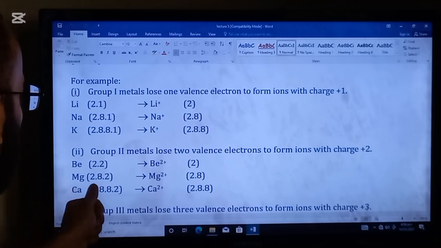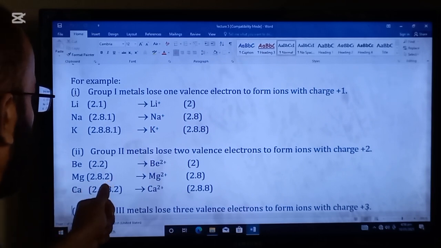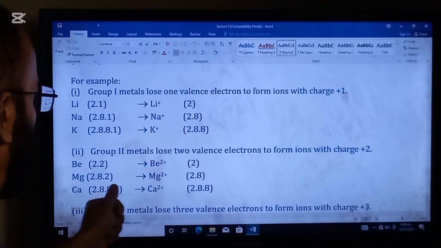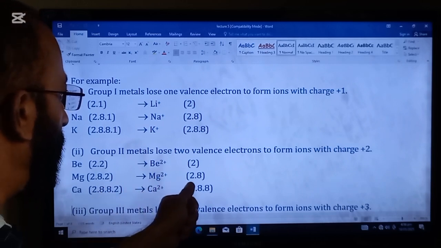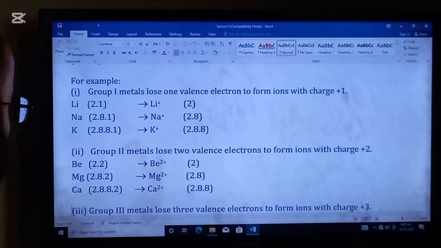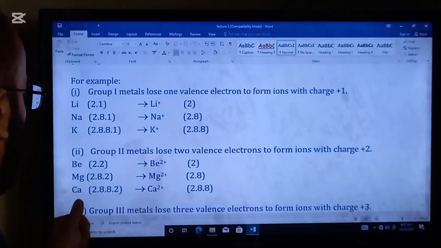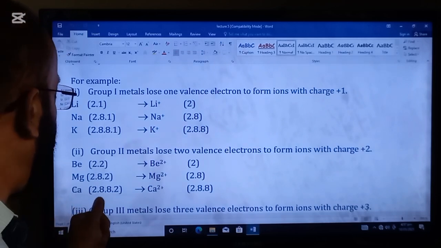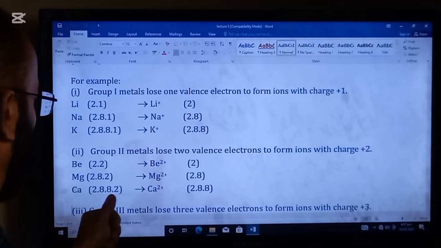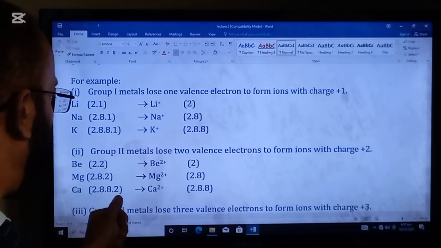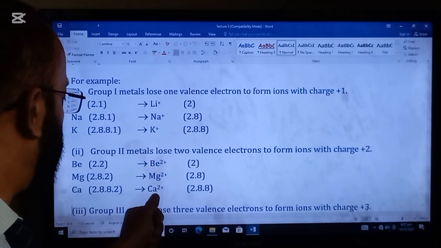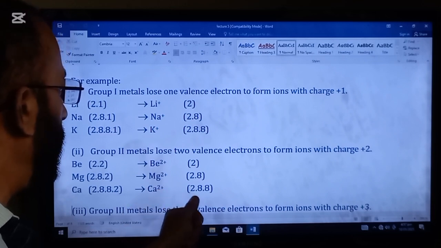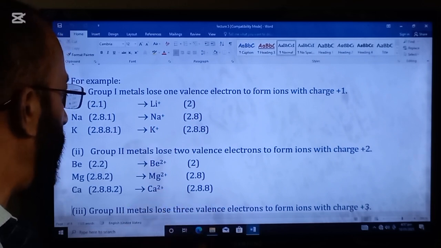Magnesium's electron configuration is 2,8,2. It will lose the last 2 valence electrons to get charge of 2+, and this will have electron configuration of 2,8. Calcium's electron configuration is 2,8,8,2. It will lose the last 2 electrons to get noble gas configuration. It will have 2+ charge, and this will have electron configuration of 2,8,8.